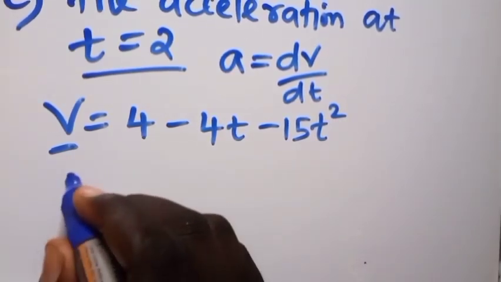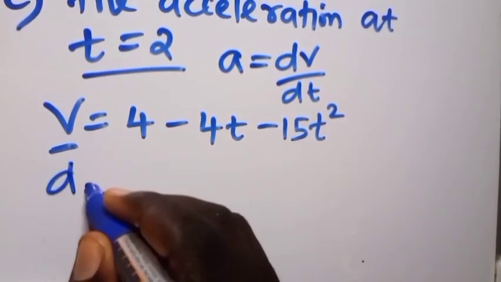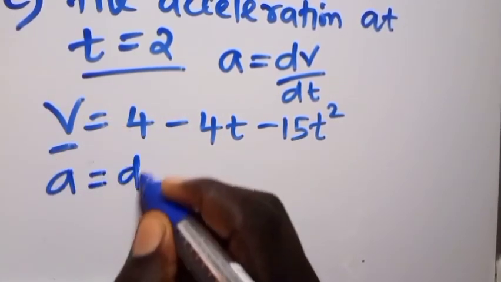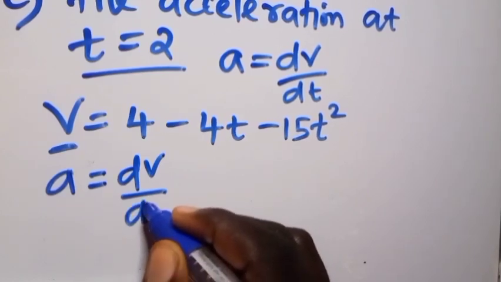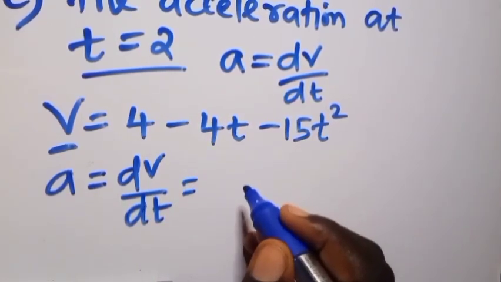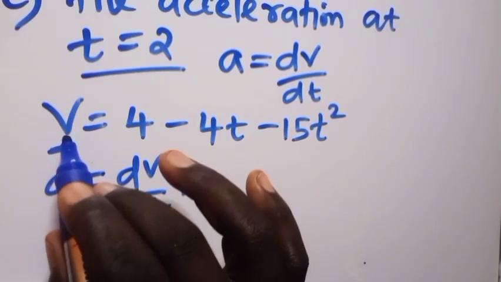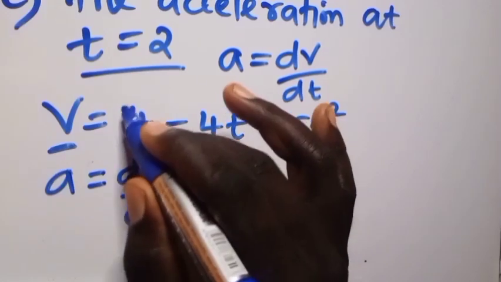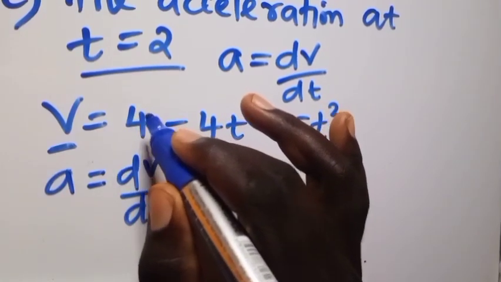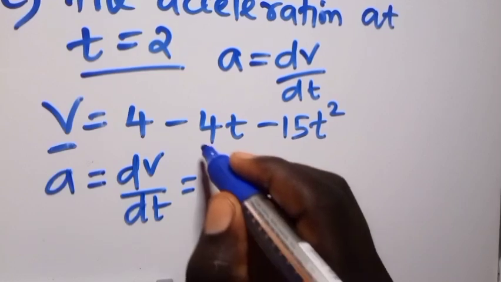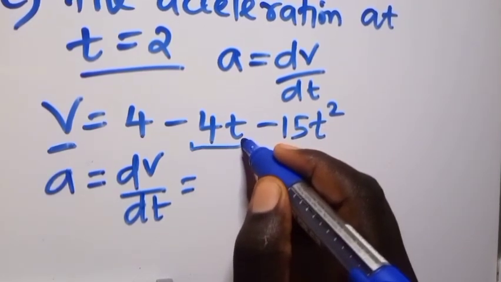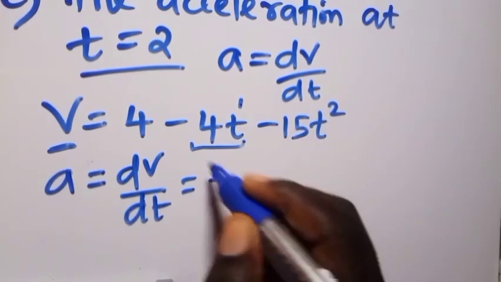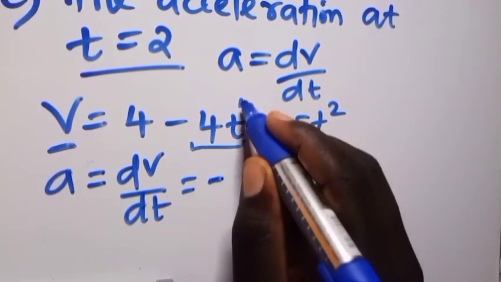Therefore, acceleration is given by dv over dt, which is just differentiating this velocity with respect to time. Since this is a polynomial, if we differentiate 4, since 4 is a constant, it will be 0. Then let us differentiate negative 4t. The power of t here is 1.